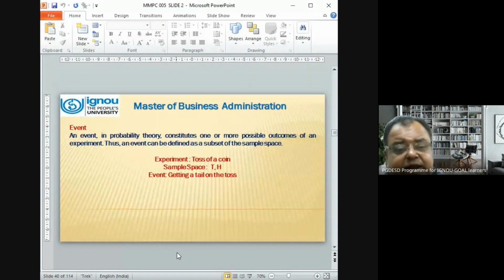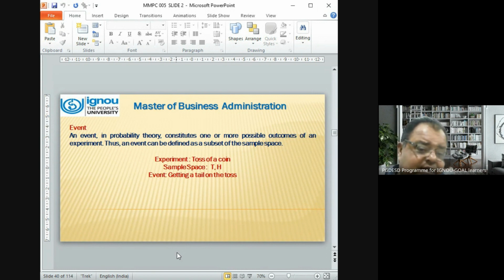Event. An event in probability theory constitutes one or more possible outcomes of an experiment. An event can be defined as a subset of sample space. The experiment is toss of a coin, the sample space is tails or head, and getting a tail on a toss is an event.